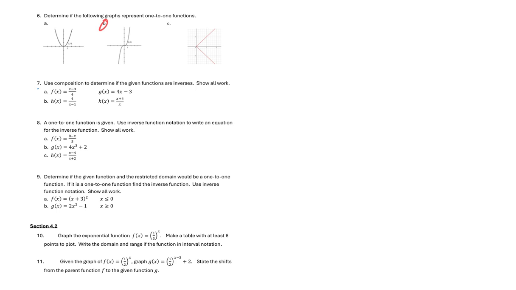7, use composition to determine if the functions are inverses. So for part A, we'll do f composed of g, which means anytime we see an x, we'll put in g of x. The first thing we'll see is x minus 3, so that x will be replaced with 4x minus 3, and minus 3, all divided by 4. So this will simplify to 4x minus 6 over 4.